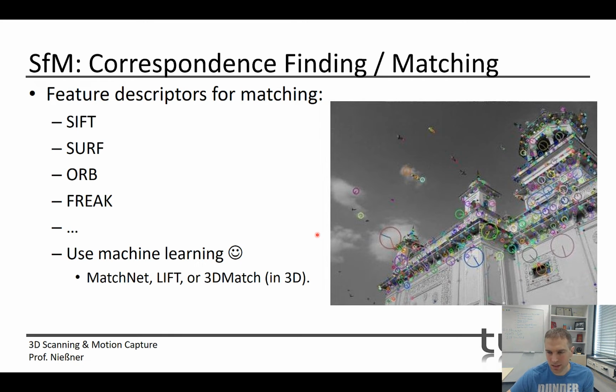And I'll get to this in a second, how you could learn them and what kind of network architectures you would actually use. There's a couple of examples like MatchNet, LIFT. LIFT is like a learned version of SIFT, or 3DMatch in 3D, for instance. That's something we've done. But yeah, there are a lot of learning-based methods, and there's an argument why it makes sense to learn it. Okay, so let's have a look at SIFT first.